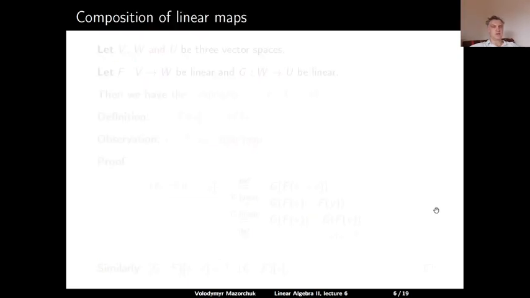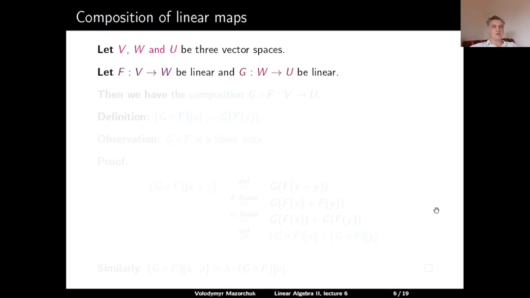Let us now talk about composition of linear maps. Let V, W, and U be three vector spaces. Let F from V to W be a linear map, and G from W to U be another linear map. Then we have the composition G composed with F, and this is a map from V to U. It is defined as follows. The value of the composition of G and F at the element v in V is equal to G applied to F of v.